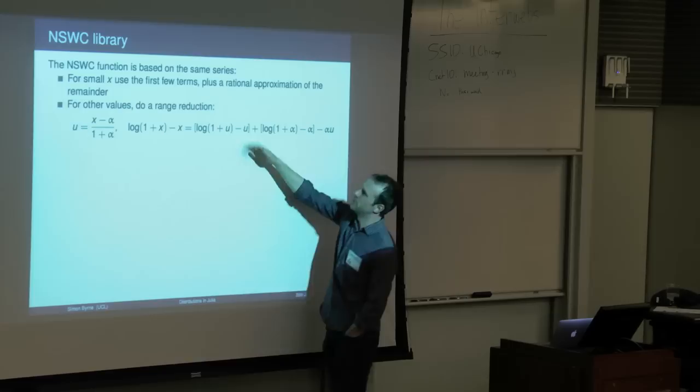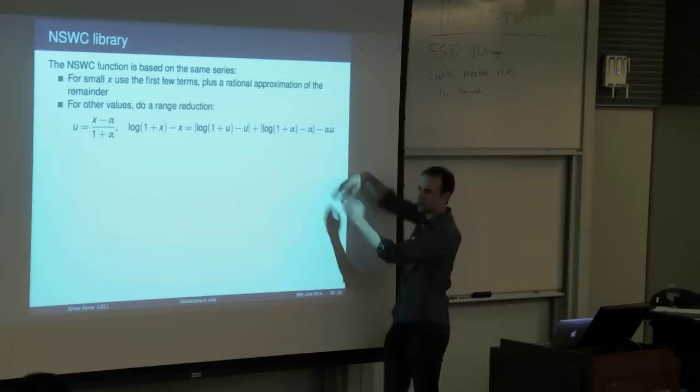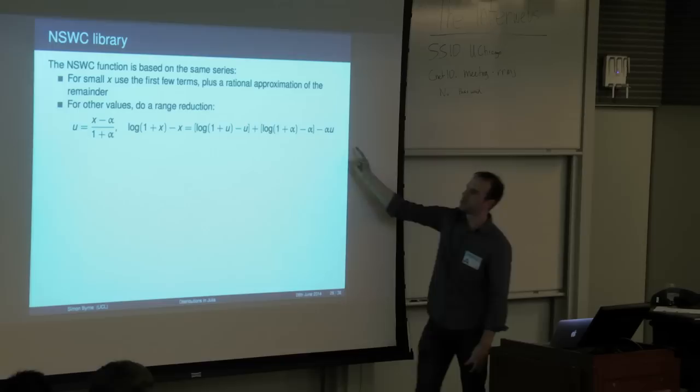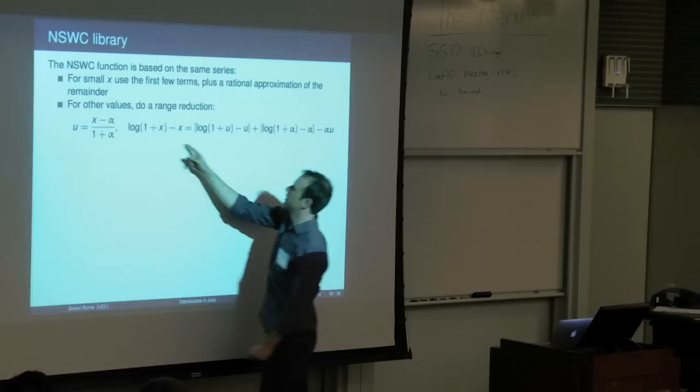So basically, what they do is they take the first few terms of that series expansion, and then they do some sort of rational approximation to the rest. I won't go up there. But then we also do what's called range reduction. Once we're out from around zero, if we're not around zero, we just shift. We can compute this u, and then we can compute log(1+x) plus or minus x in terms of those two expressions there. So we just need to be able to compute that.